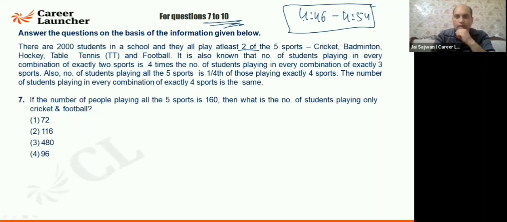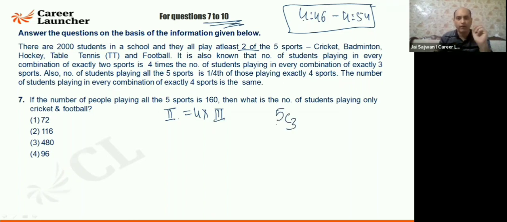It is also known that the number of students playing in every combination of exactly 2 sports is 4 times the number of people who are playing in every combination of exactly 3 sports. So people who play 2 sports is 4 times the number of people who are playing 3 sports. Every possible combination of 3 is 5c3.